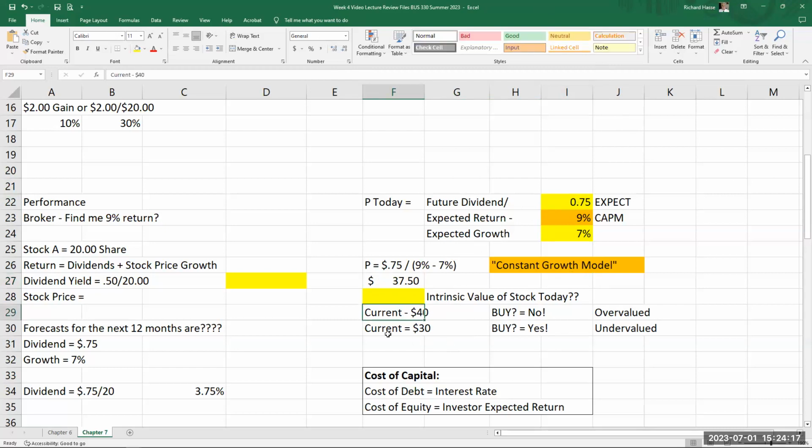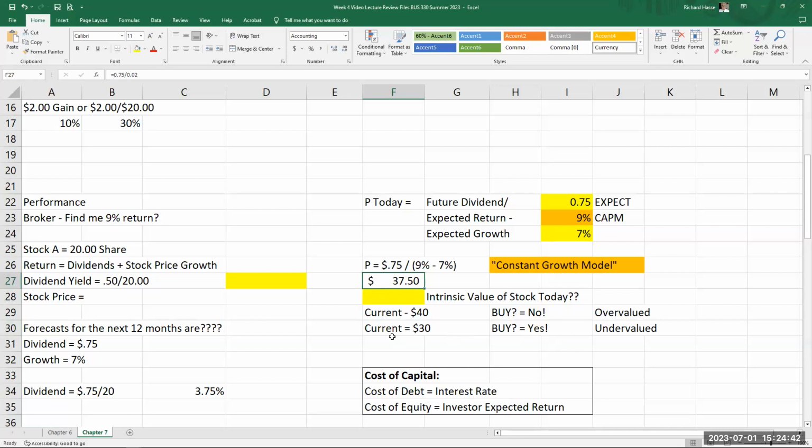If the stock is currently trading in the market at $30 a share, then I would buy it. It's considered undervalued. In other words, the stock is cheap. It's selling in the market at $30 where I think it has a value to go as high as $37.50. It's a buy. This is what drives all the markets. This is what drives your stock portfolio that you just recently valued on Friday, June 30th.